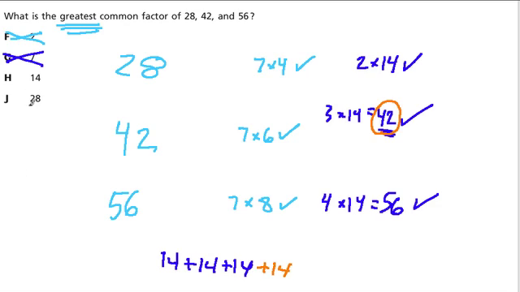And 28 doesn't work, I know, because 28 times 1 works here. But 28 times 2 is not equal to 42, it equals 56. So 28 does not go into 42 a whole number of times, which means it's not a factor. So our answer here is 14.